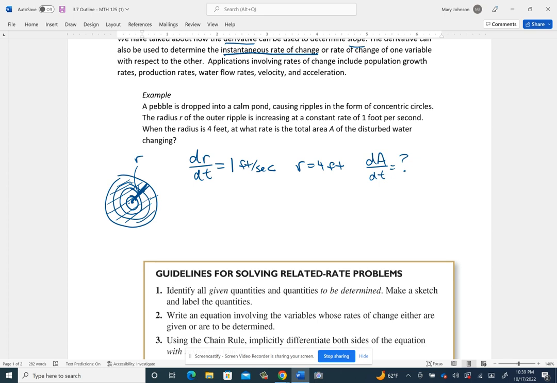So your job is to find a formula that relates the variables in the problem. So we're talking about the area of a circle. We know that formula probably.